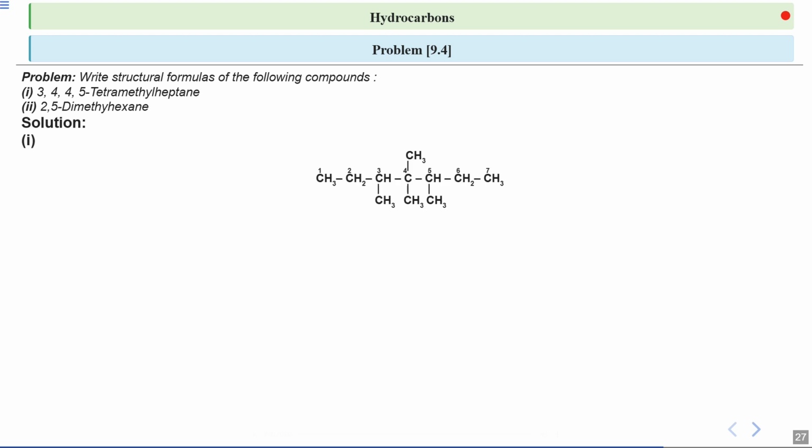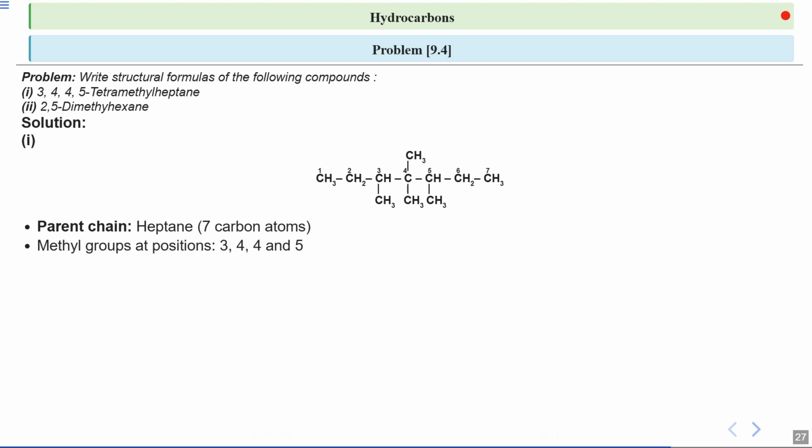Now we can see the structural formula for the first compound, which is 3,4,4,5-tetramethylheptane. So this image will help us to visualize how the carbon atoms and methyl groups are arranged in this molecule. Here we can identify the parent chain of the compound, which is heptane. This means the main chain consists of 7 carbon atoms, and the methyl groups are positioned at 3, 4, 4 and 5. So 2 substituents are on the same position, that is position number 4.